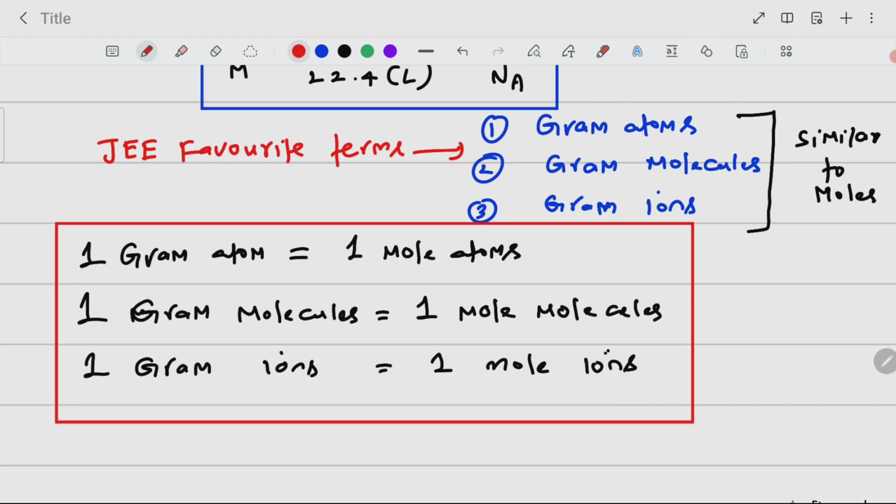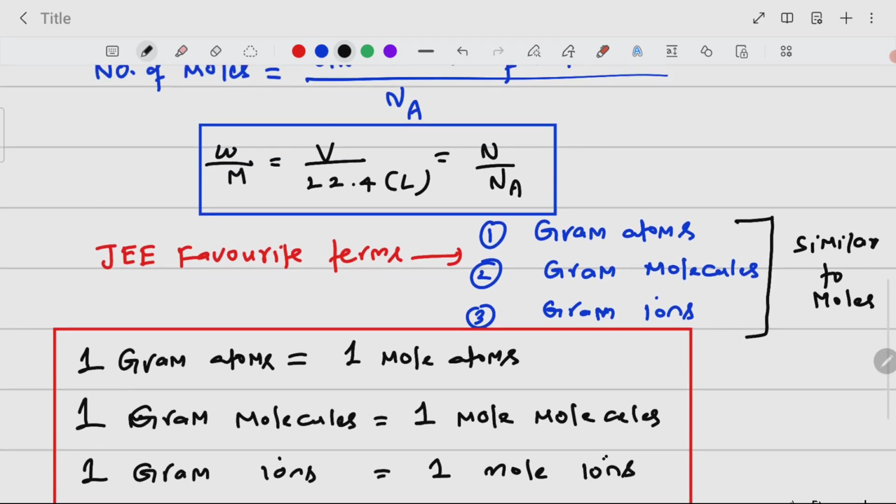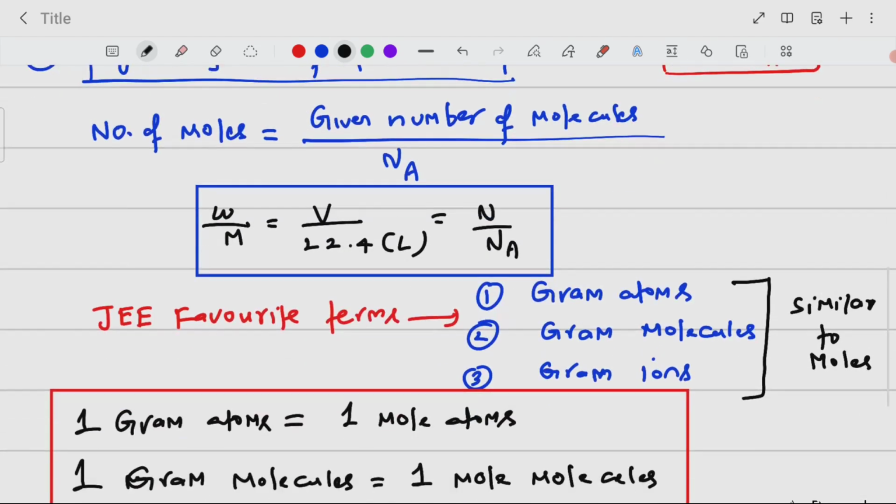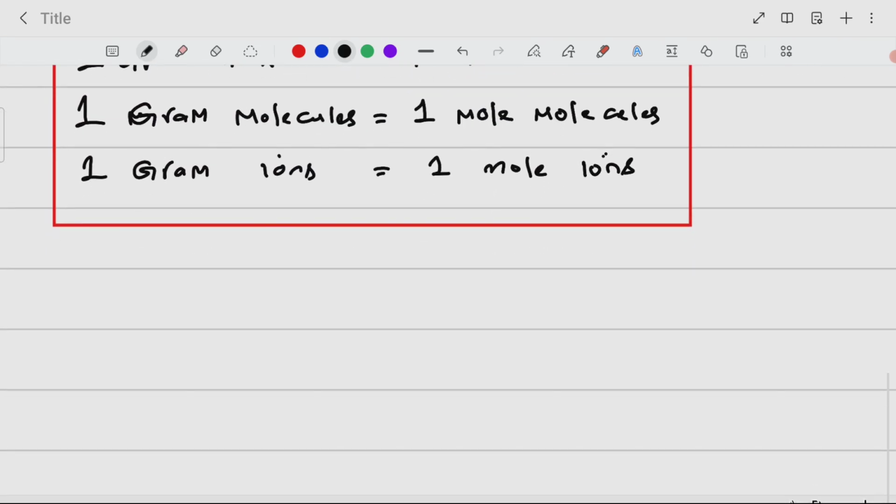That's why I mentioned here JEE favorite terms: gram atoms, gram molecules, gram ions, because these are the terms which confuse students. Students make mistakes only because of these terms. They are similar to moles: 1 gram atom is 1 mole of atoms, 1 gram molecule is 1 mole of molecules, and so on. Similarly for ions. So let us enter into the numericals part after knowing about some important relations.